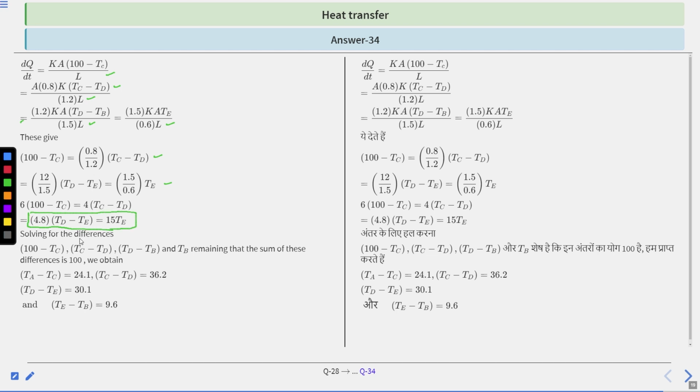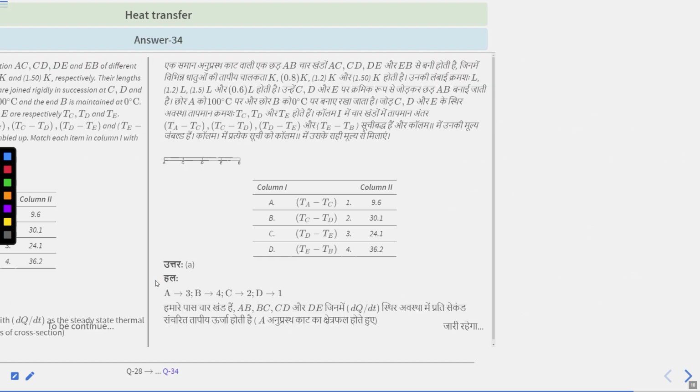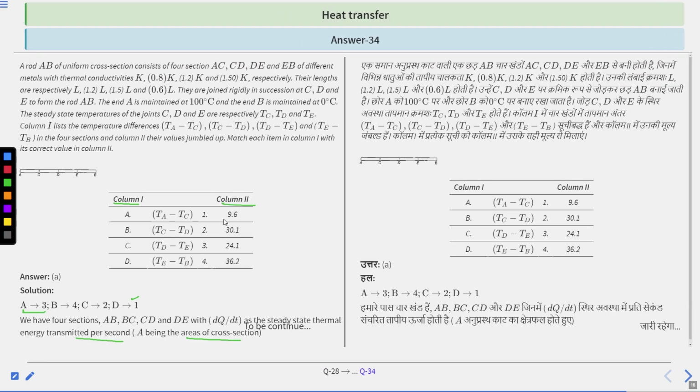Solving all the differences, you will get 100 minus Tc, Tc minus Td, Td minus Te, and Te remaining, and the sum of these differences is 100. We obtain TA minus TC is equal to this one, and TC minus TD is 36.2, and TD minus TE is equal to 30.1, and TE minus TB is equal to 9.6. So this is the correct answer. Clear? So the option that matches is this one.